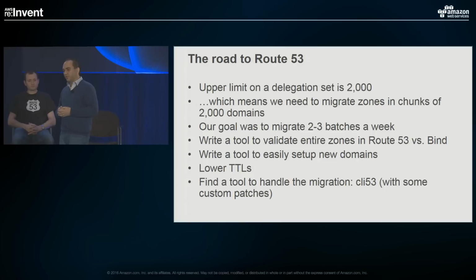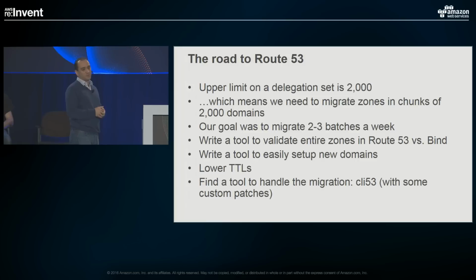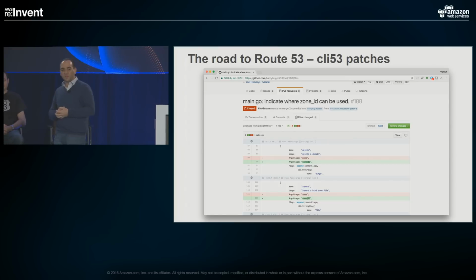So then we picked up the phone and gave Sean and his team a call. And we talked about what the right way was to do this. And they recommended an open source tool called CLI 53. It worked for the most part. And this is what I mean by the most part. So what you're looking at here is a pull request that is now thankfully merged into the project. So this is actually a documentation fix, believe it or not.